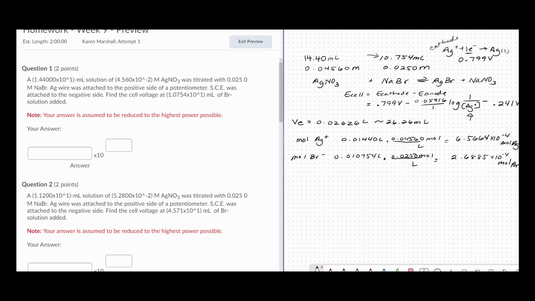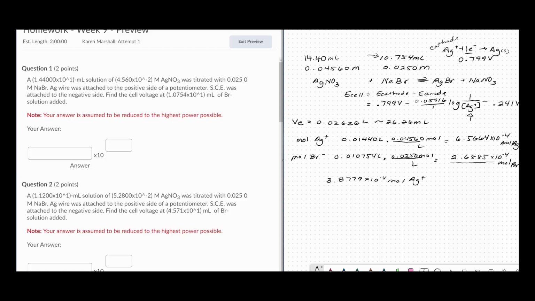Now, like with all of our other titrations in equilibria, what we're doing is we are shifting this. So we will be taking this many moles of silver away. So this is a simple subtraction problem, 6.5664 times 10 to the negative 4 minus the moles of bromide gives me an excess of 3.8779 times 10 to the negative 4 moles of silver.